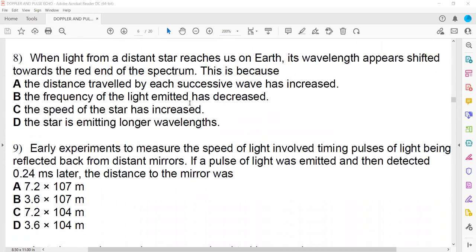Then question 8. When light from a distant star reaches the earth, the wavelength appears to shift to the red end. So it means it becomes longer. What can we say about the star? We can say that this star is moving away from us, because if the wavelength decreases, it means it is moving towards us, and if the wavelength increases, it is moving away.